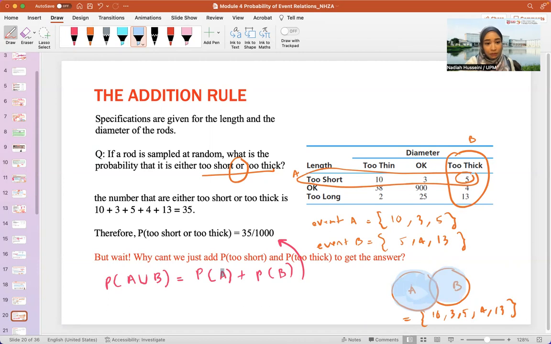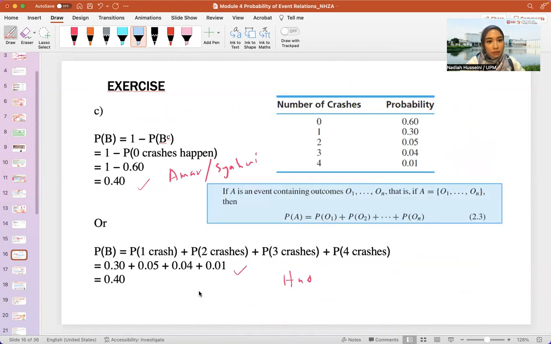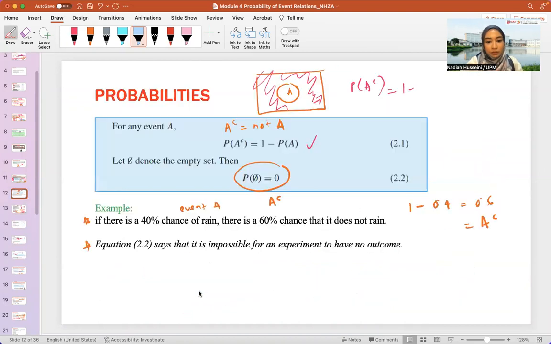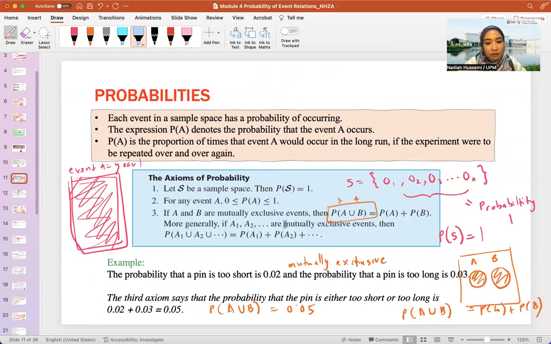So the axiom that we talked about, let me go back to that, was that if events are mutually exclusive... are A and B in our question mutually exclusive or not? No, they are overlapping. So we cannot use this axiom. We cannot say P(A union B) is equal to P(A) plus P(B). That was the catch. It has to be mutually exclusive.